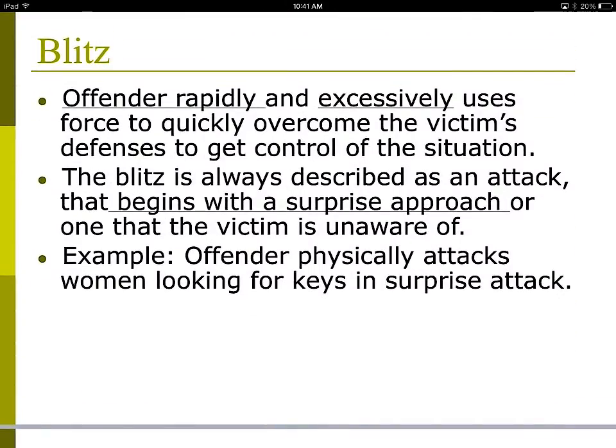Blitz: the offender rapidly and excessively uses force to quickly overcome the victim's defenses and get control of the situation. The blitz is always described as an attack that begins with a surprise approach, one that the victim is unaware of. So the offender physically attacks a woman looking for her keys. Or maybe they put a chemical on a cloth so they can throw it over the victim's mouth and quickly have them pass out. So they used the surprise approach, but they also used blitz.